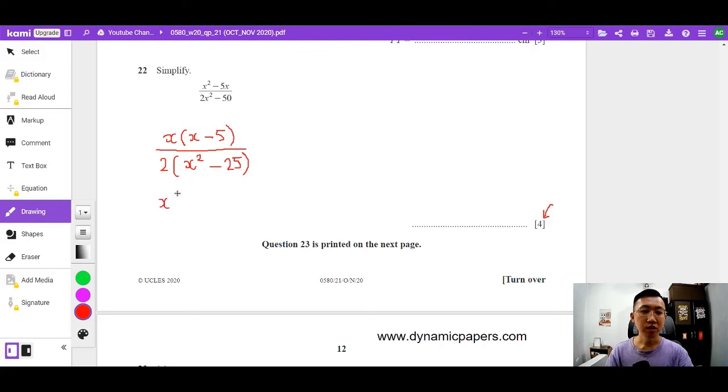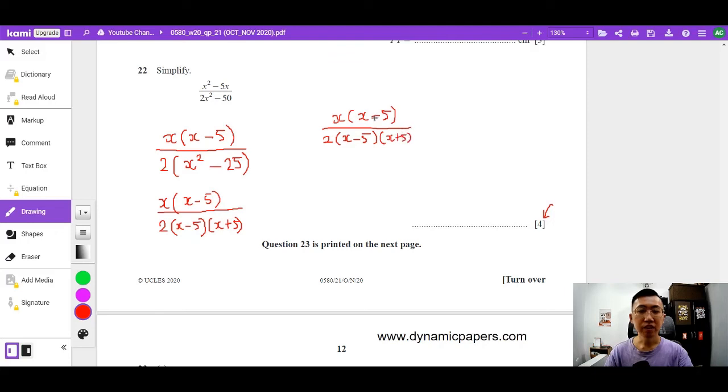Continue. Top part, copy back. Bottom, these 2 you copy back. Now this one factorizes actually into a double bracket. So this is going to be x minus 5, x plus 5. Okay, show this working. Don't cut off first. Next step, you are going to simplify. Okay, so watch how teacher simplifies.